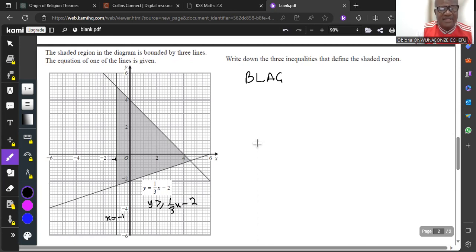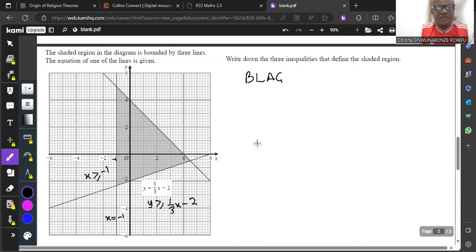And that means the side greater than -1. Therefore, the inequality for this vertical line is x greater than or equal to -1. I repeat, BLAG talks about the region that is shaded and is used in defining the inequality, finding the inequalities that represent a given region.